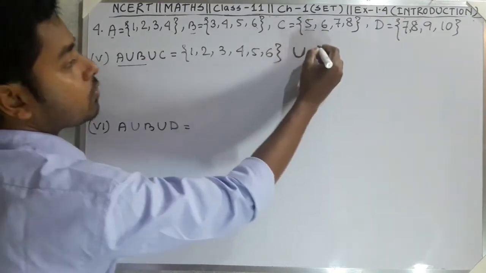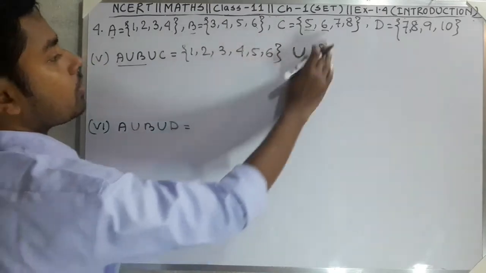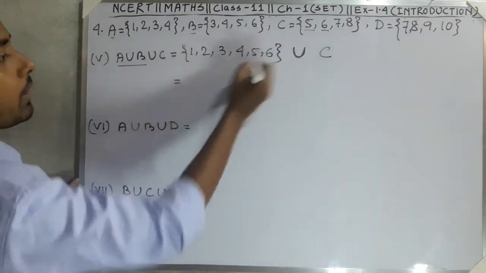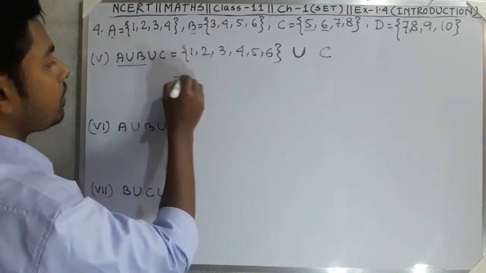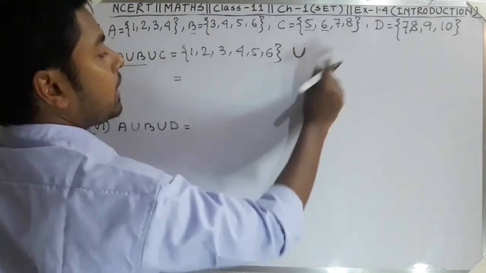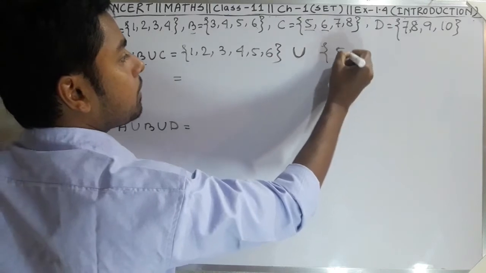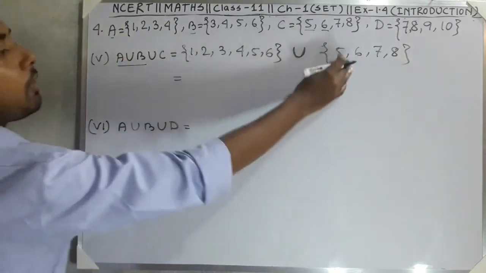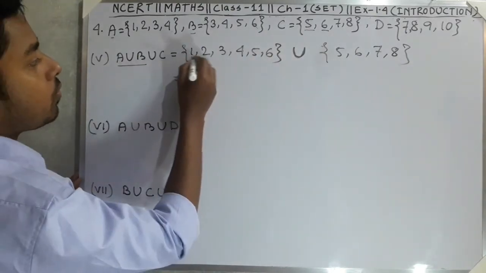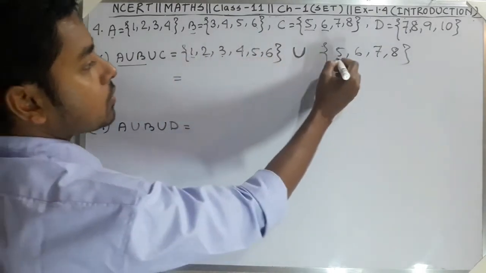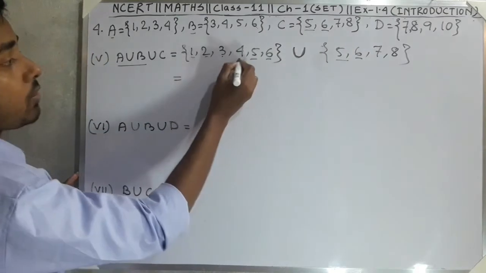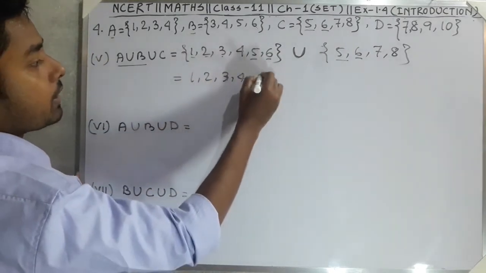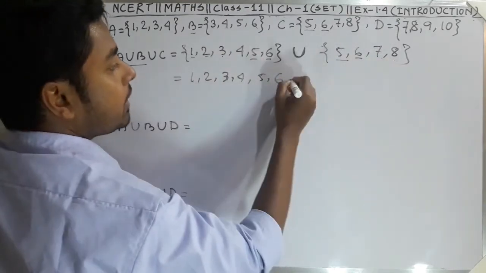A union B, and then union C. C is equal to what? Okay, you can write it as C, no problem. Directly put C here, otherwise it will take too much time. Now you have to find out the union of these two sets. So 1 2 3 4 5 6, so 5 6 are the common elements. So write down all the elements, 1 2 3 4, then 5 6 and then 7 8.